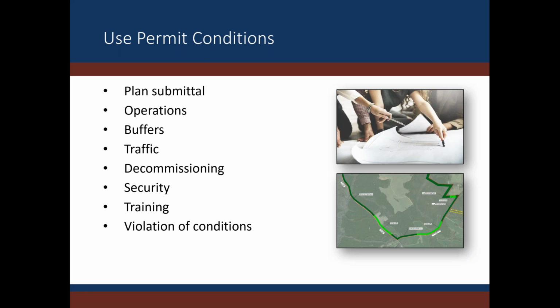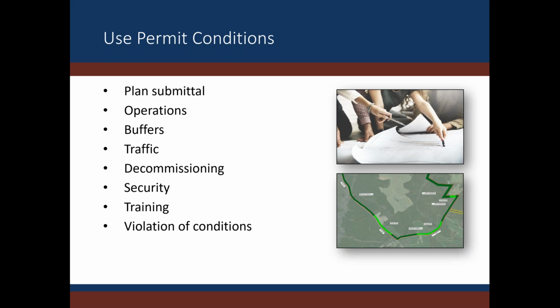Buffers should be addressed. There may be areas on the site that require additional setbacks or that don't need to be planted because there's already a natural buffer, or you may want to require specific plantings and a specific landscaping layout. Traffic should also be addressed. Again, traffic during construction and decommissioning is very different from day-to-day operations. Many localities also require agreements to repair any road damages that occur during construction and decommissioning.